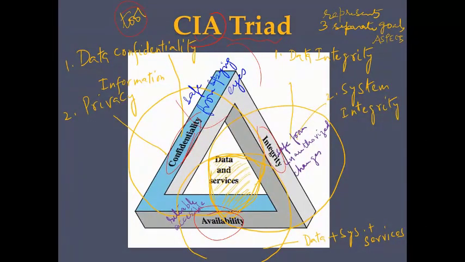malfunctionings of the system. It represents three separate goals, or aspects. The three are C, I, A. They are aspects in the sense that they are three aspects of the same thing, which is security. So from the aspect of confidentiality, we can think of it as safe from spying eyes.